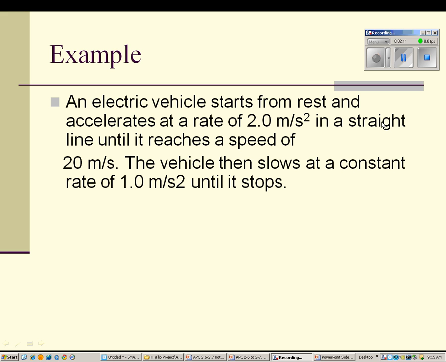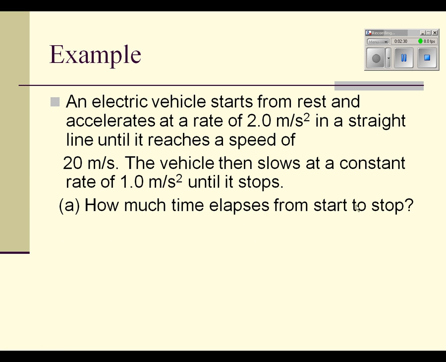So let's go ahead and try this example here. It says an electric vehicle starts from rest and accelerates at a rate of 2 meters per second squared in a straight line until it reaches a speed of 20 meters per second. The vehicle then slows at a constant rate of 1 meter per second squared until it stops. So let's go ahead and find how much time elapses from start to stop. So let's go ahead and pause the video, see if you can use those equations to find this.